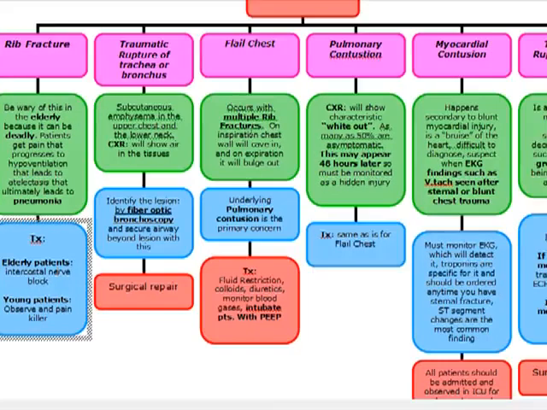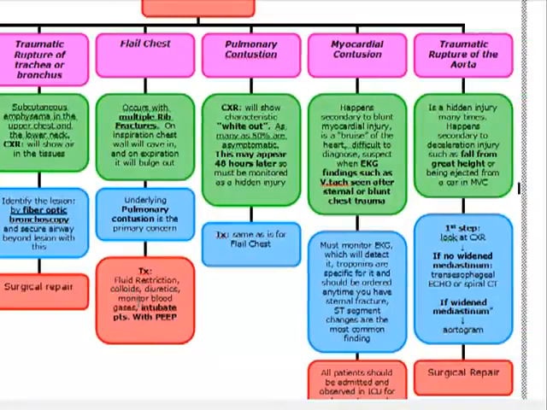Flail chest, we're going to look for multiple rib fractures with the paradoxical breathing. We're going to look for the underlying pulmonary contusion, which is a whiteout on the chest x-ray. And we're going to treat with fluid restriction, colloids, which is plasma or albumin, not crystalloids, which is IV fluids, diuretics, and we're going to monitor blood gases and intubate patients with PEEP. Pulmonary contusion, same thing. Fluid restriction, colloids, diuretics, monitor blood gases, and intubate patients with PEEP.